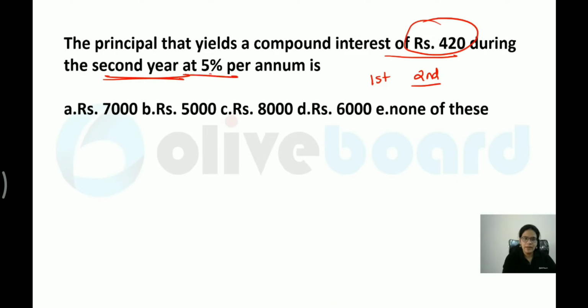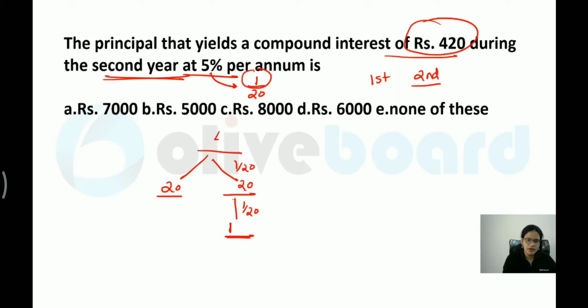Now what is 5%? 5% is 1 by 20. Draw the diagram for 2 years because this is the case of 2 years over here. So this is my principal. Here there are 2 nodes and this is the last one over here. You have to start with this part: 1. This is 1 by 20, so what will you get? This will become 20, this will become 20. Again 1 by 20, what will you get? 400 over here.